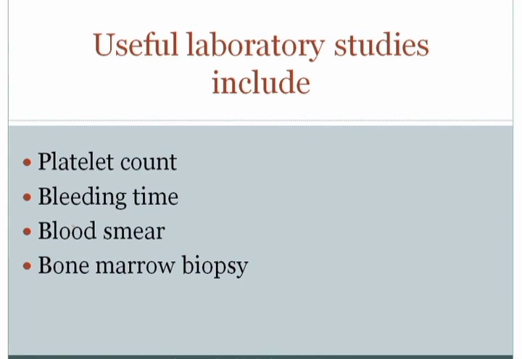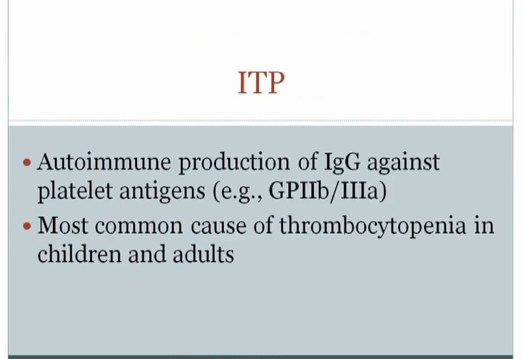And then finally, we can do a bone marrow biopsy to assess the platelets. The way this works is that, remember, the megakaryocytes are the cells that are actually producing the platelets. So we can ask the question, if, for example, the platelet count is low, are there megakaryocytes? Maybe we don't have megakaryocytes in the bone marrow, and that's why the platelet count is low. So the bone marrow biopsy is also very helpful.